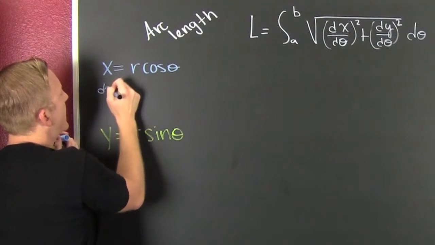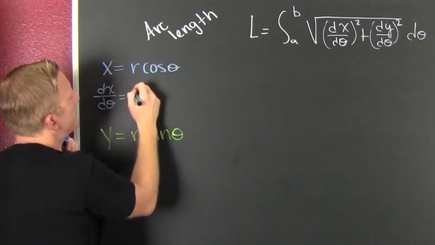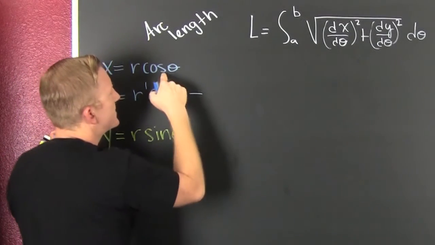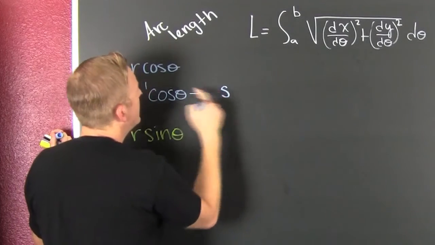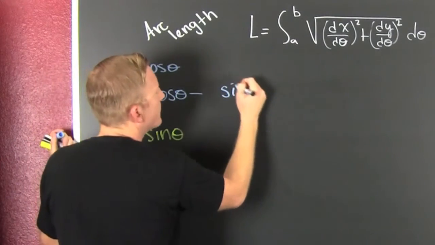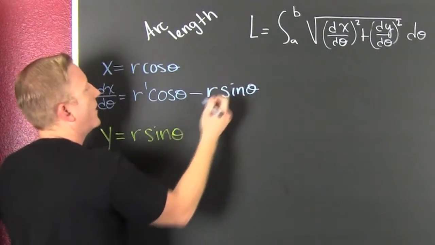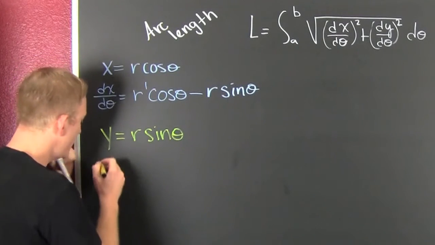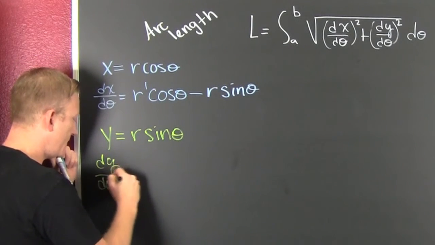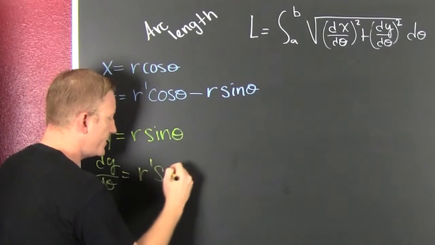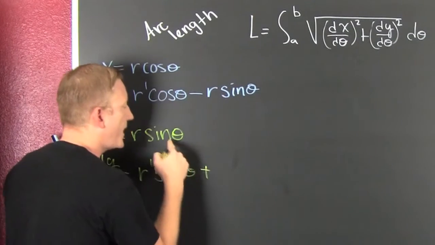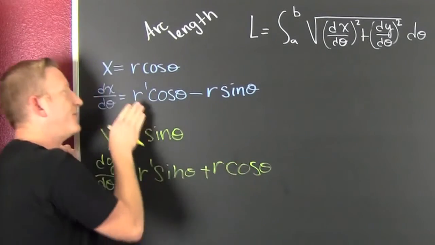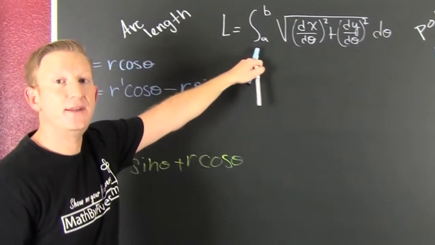R is a function in terms of theta. So if I'm looking for dx d theta, it's the derivative of the first times the second plus the derivative of the second, the derivative of cosine, minus sine, times the first. I'm doing this so I can put it up in there. Then dy d theta is the derivative of the first times the second plus the derivative of the second times the first. Now that I've found both of these differentials, I'm going to put them up in there.